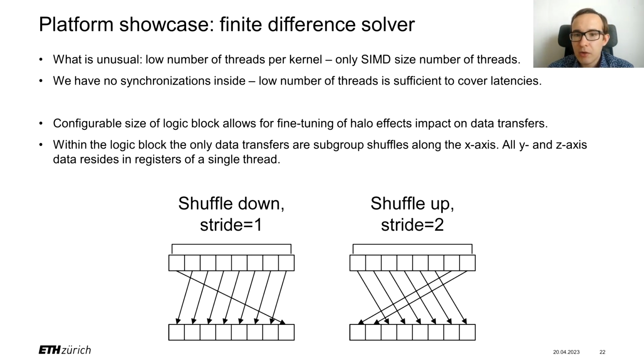Within the logic block, the only data transfers are subgroup shuffles along the x-axis, as all y and z-axis data resides in registers of a single thread. The simple shuffle operation can be seen below, and modern GPUs can do them directly in registers without a round trip to shared memory.